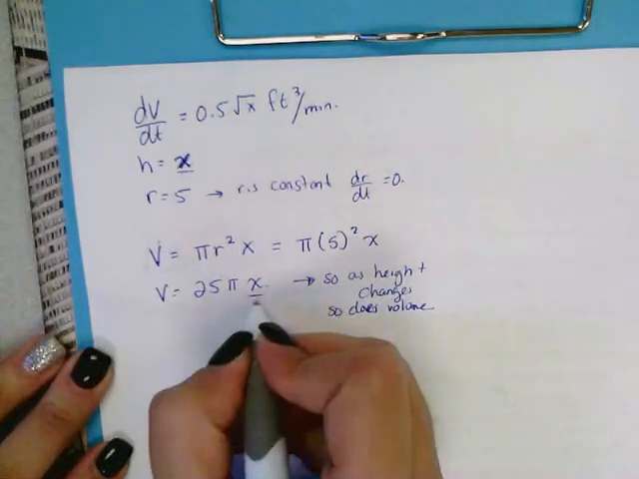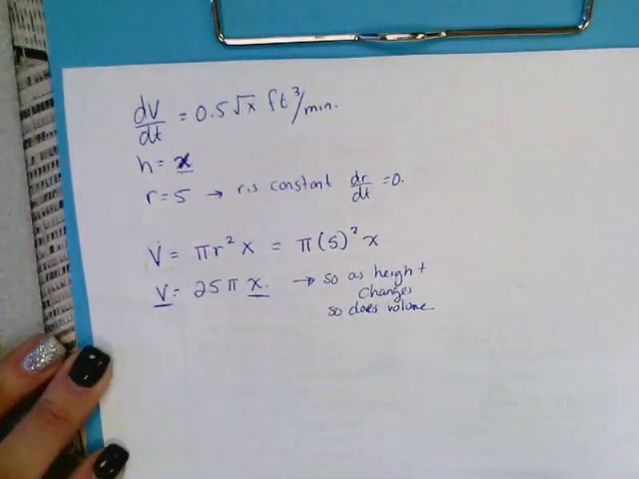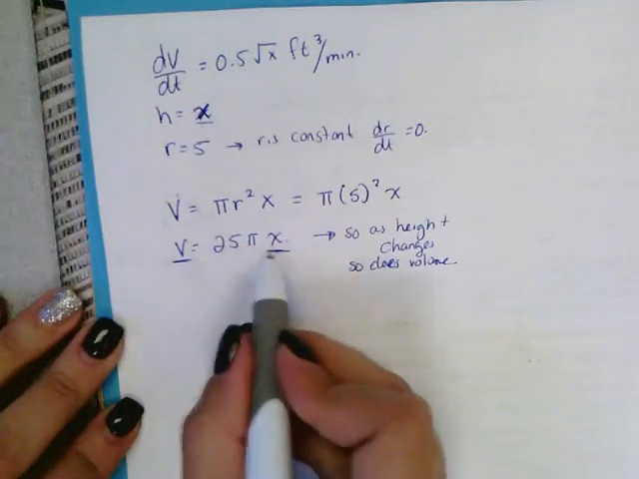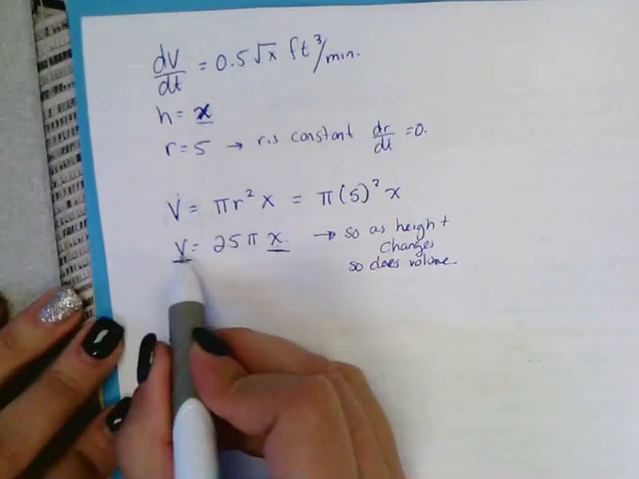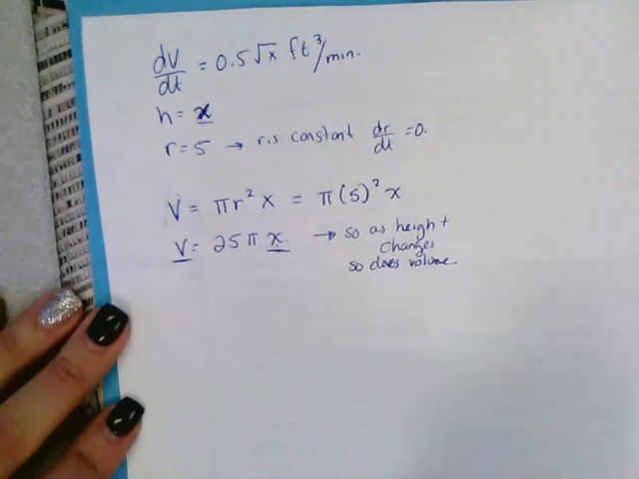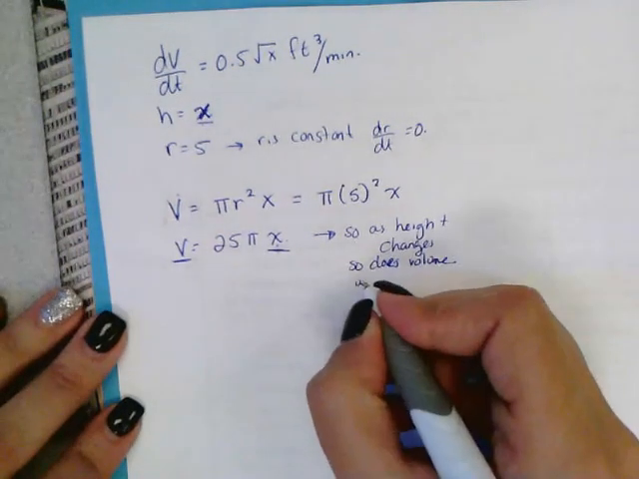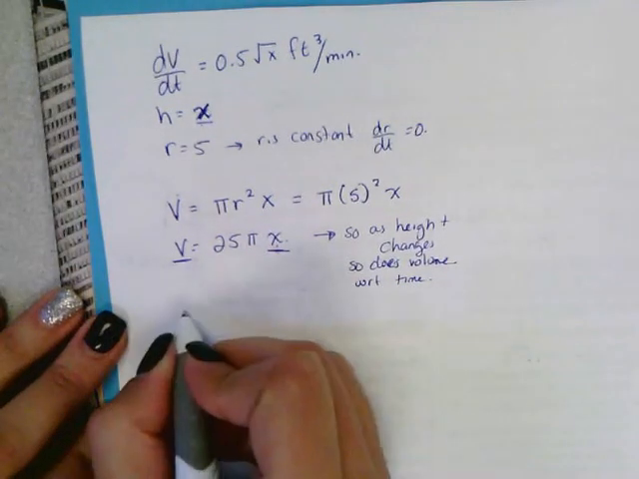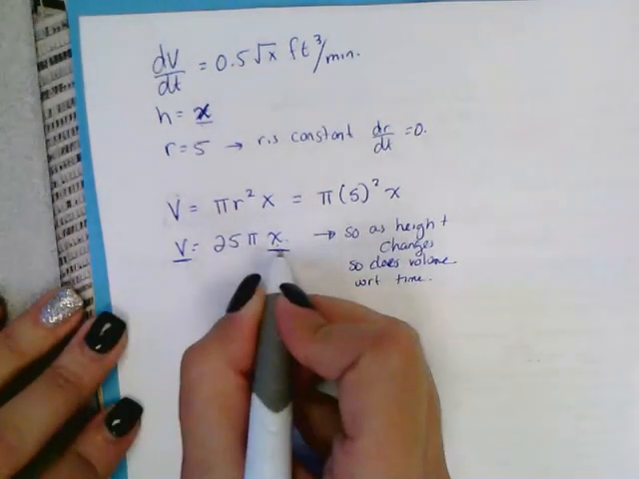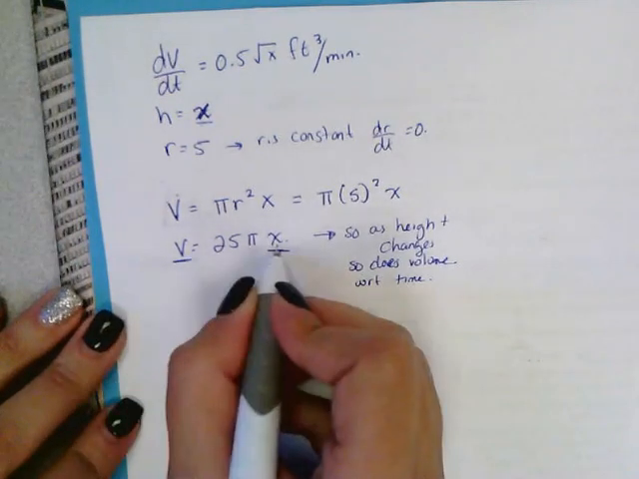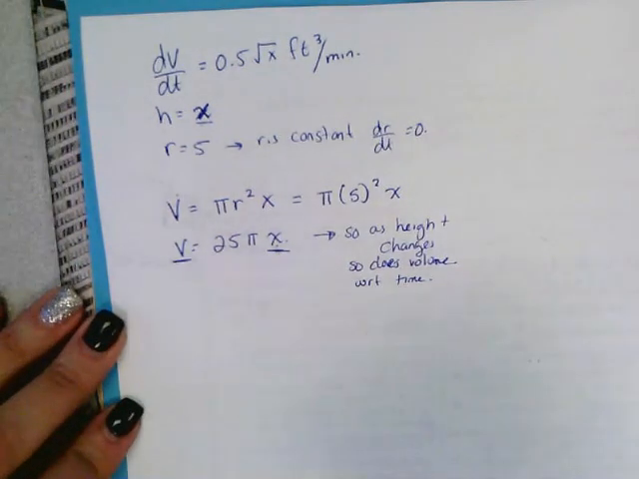So knowing that these two are going to be changing, their rates are going to be changing, right? As this thing goes down, so does the volume. If volume goes down, so does the height of the water. And of course, this is with respect to time. So what do we have to do when we have two different things that are related to each other? This is called a related rates problem.